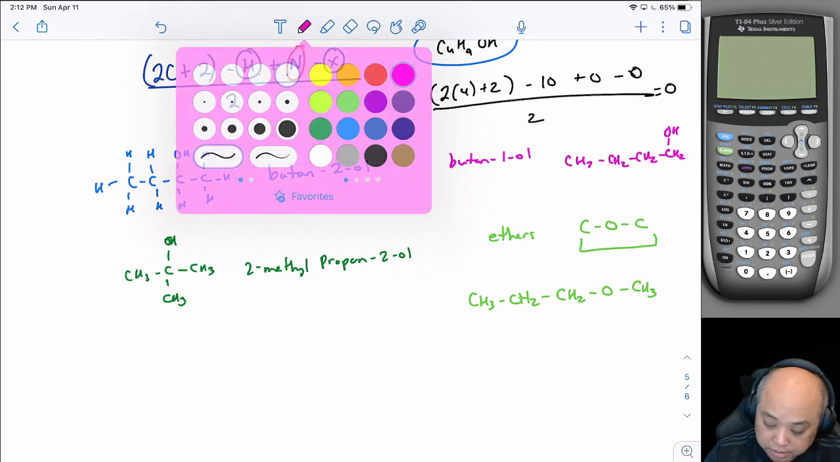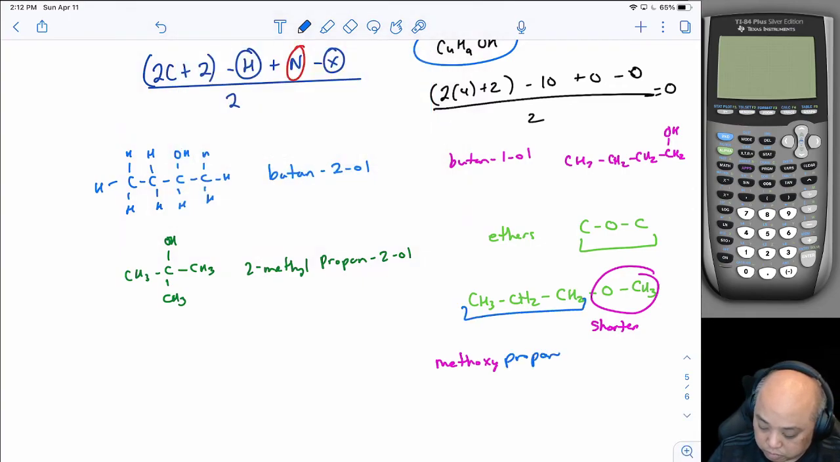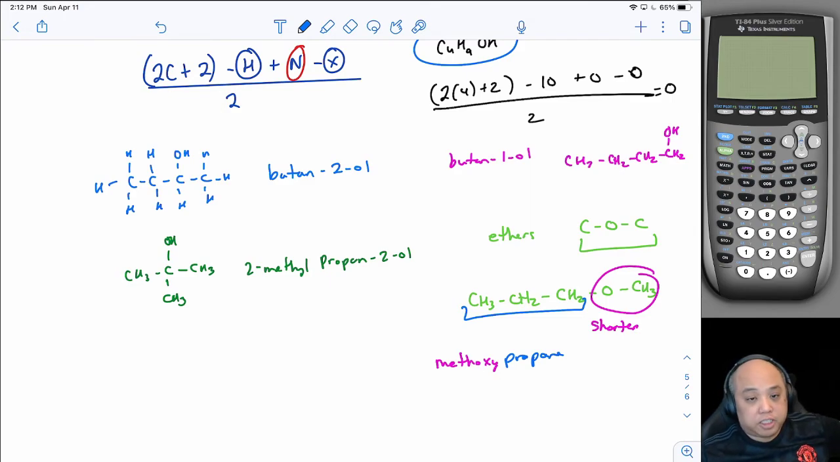And the way you name this is you always go by the shorter part chain first. And you attach the O to that. It doesn't matter if it's on the left side or the right side, whichever is the shorter chain, that becomes oxy. So this is methoxypropane. The longer chain gets its normal alkane name. So you treat the methoxy as a functional group that's attached to a main chain. So methoxypropane would be the example here.